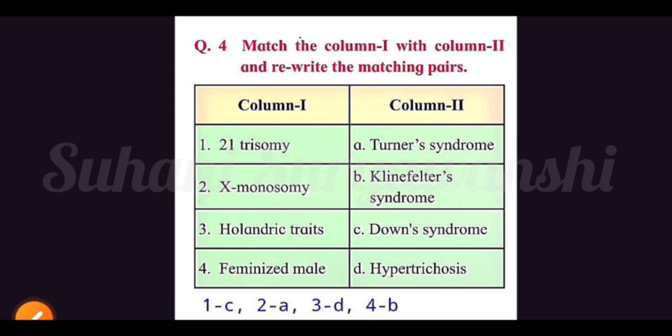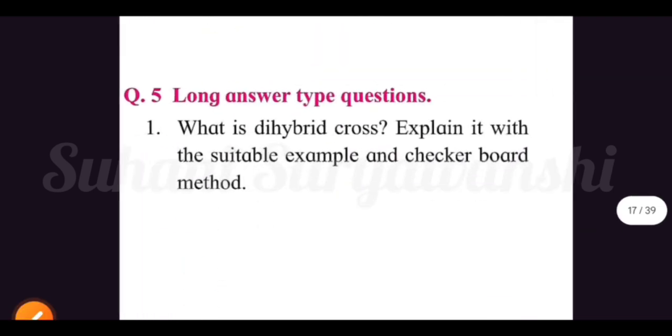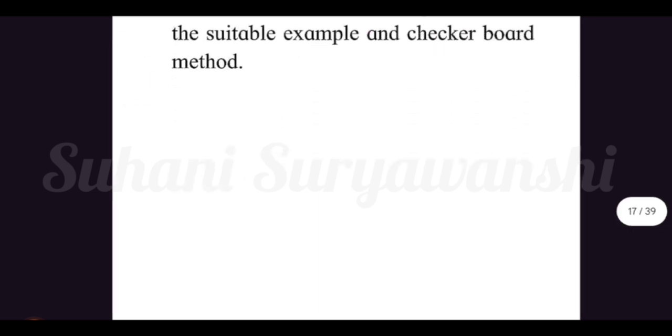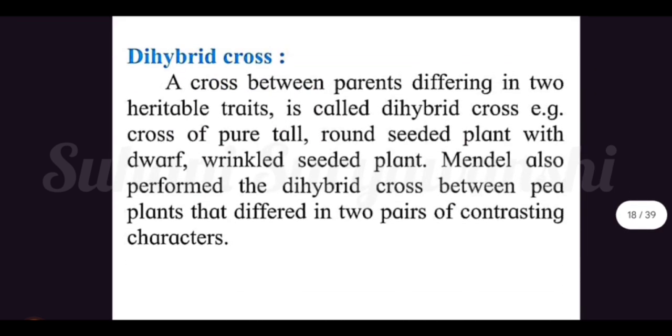Okay. Next, long answer type questions. What is dihybrid cross? Explain it with a suitable example and checkerboard method. So we have to give a long answer. A dihybrid cross is a cross between parents differing in two heritable traits. For example, a cross of a pure tall, round seeded plant with a dwarf, wrinkled seeded plant.